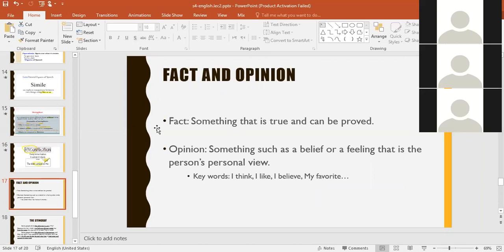But opinions are our own point of view, our own feeling. It's a personal point of view. Every one of us has a different opinion from the other. I may like, for example, Lebanese food, and let's say Reem prefers Italian food. Every one of us has his own opinion. So keep this in mind. This is the difference between facts and opinions.